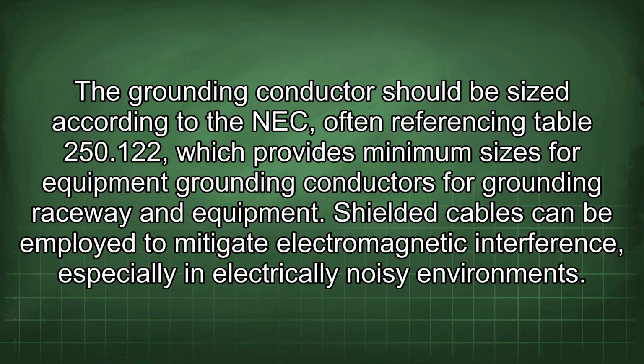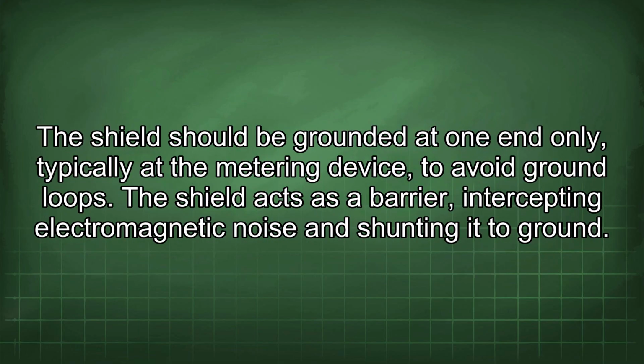Shielded cables can be employed to mitigate electromagnetic interference, especially in electrically noisy environments. The shield should be grounded at one end only, typically at the metering device, to avoid ground loops. The shield acts as a barrier, intercepting electromagnetic noise and shunting it to ground.